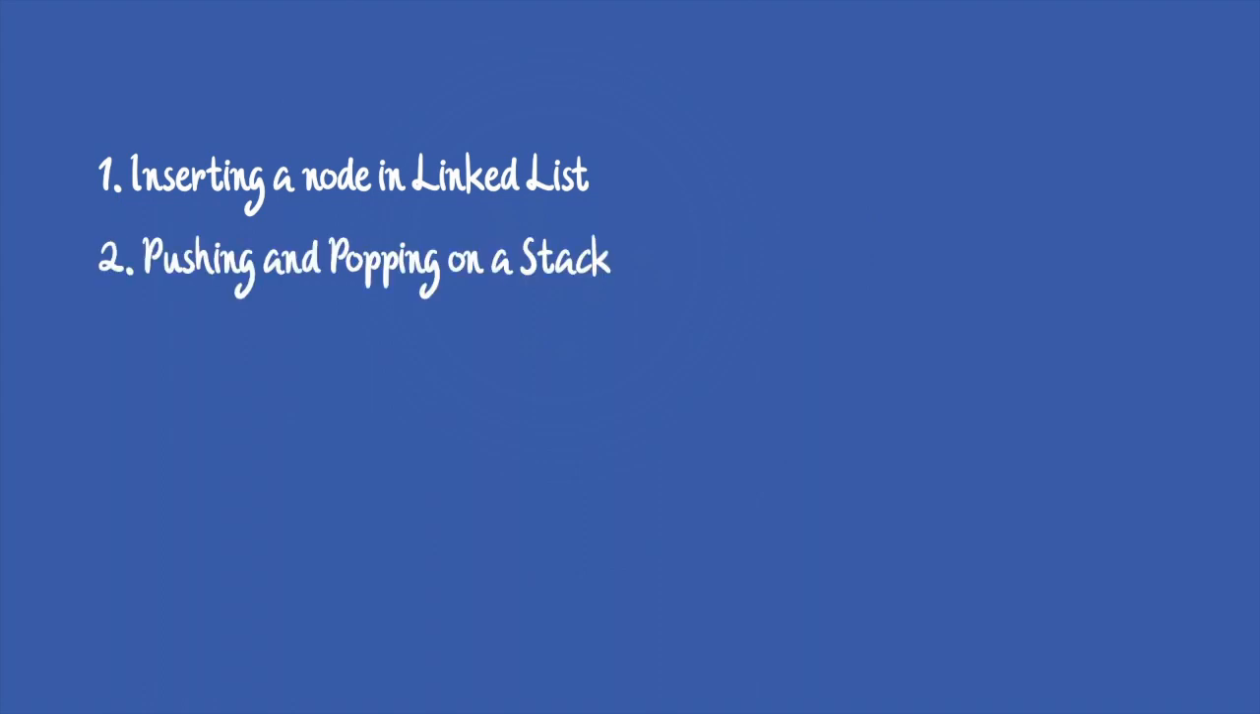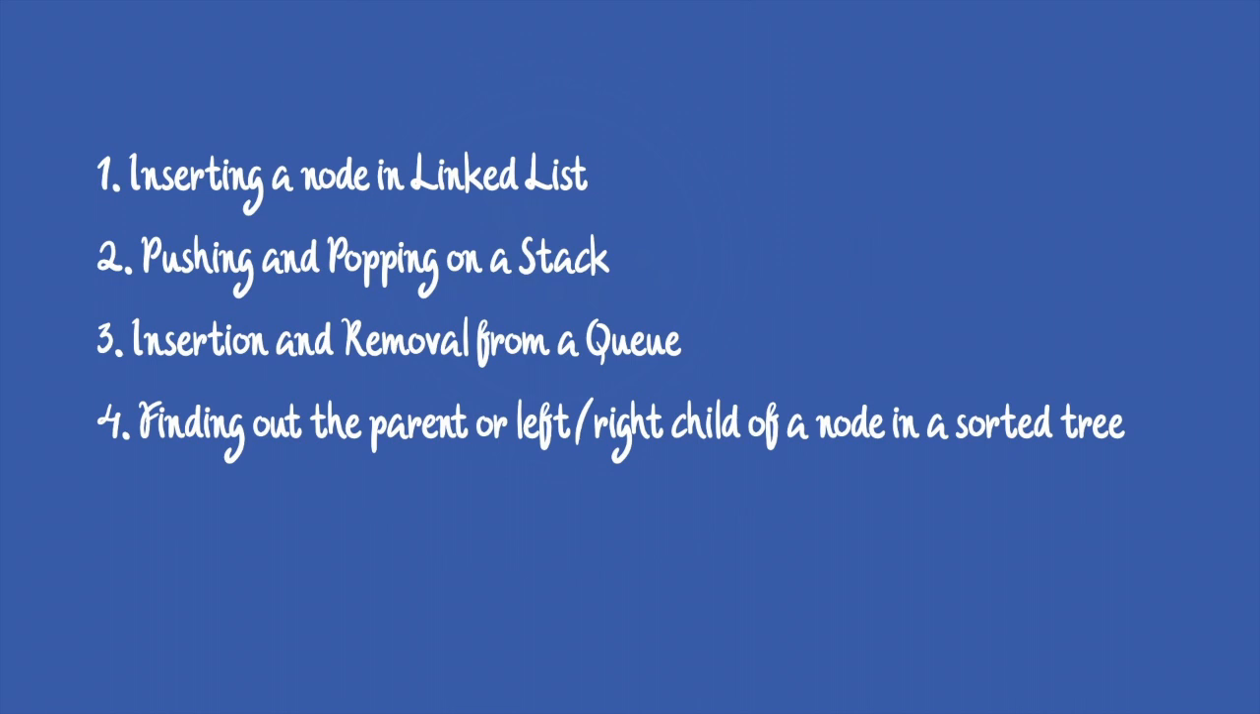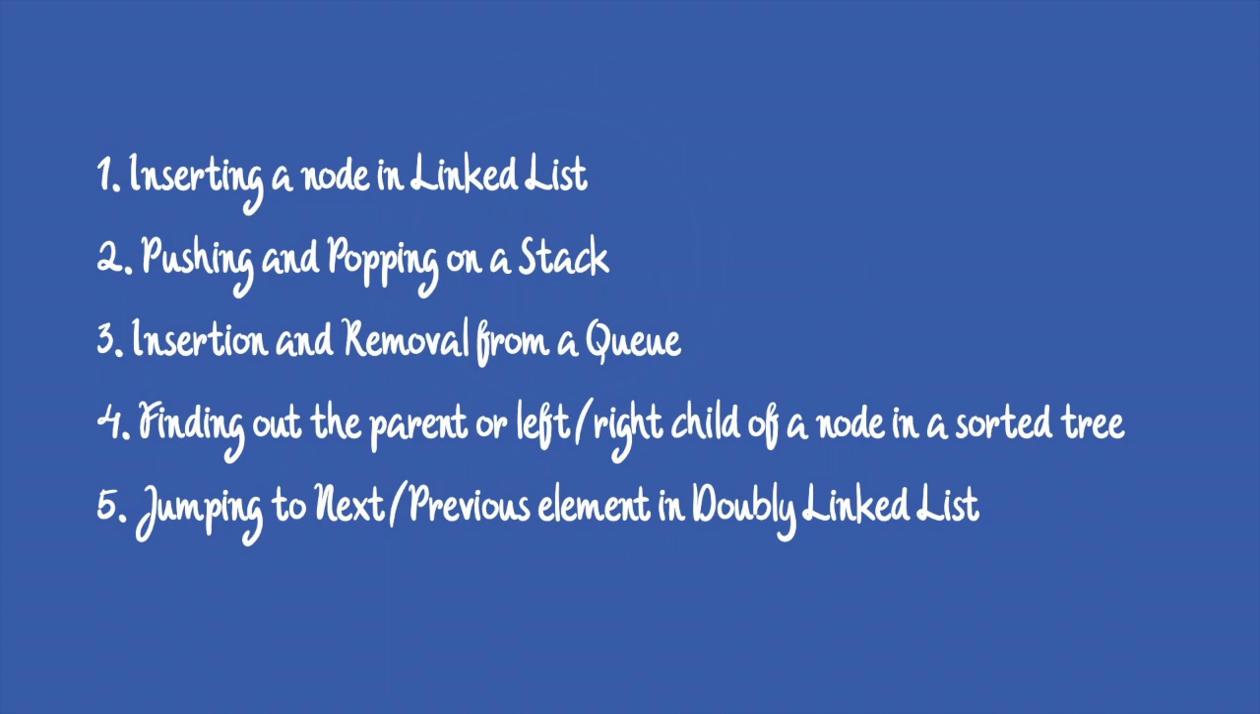Some other examples of algorithms that would take a constant time are inserting a node in a linked list, pushing and popping on a stack, insertion and removal from a queue, finding out the parent of the left or right child of a node in a sorted tree, or jumping to the next or previous element in a doubly linked list.